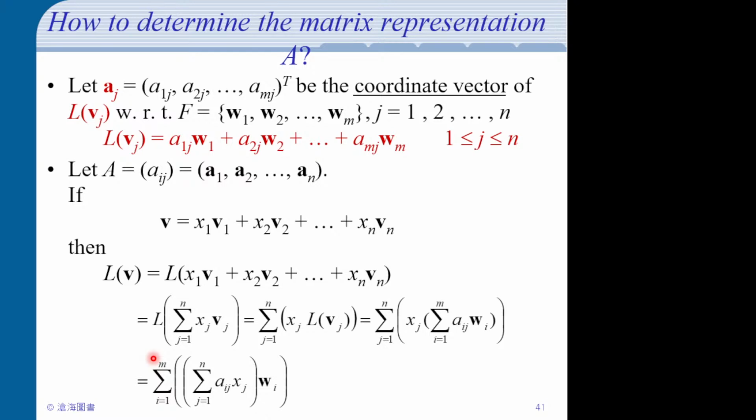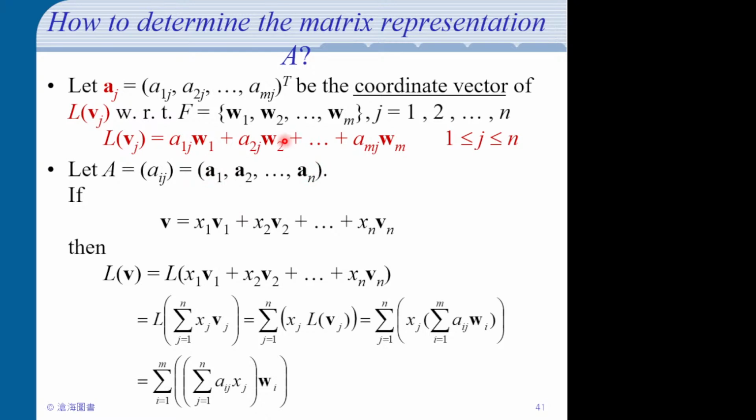If you write this in algebra, it is like this. We have that LVj in W can be written as a linear combination of basis elements W1 to Wm, and the coefficients we just give a name: A1j, A2j, up to Amj. And your matrix A is just listing those column vectors together: A1 column, A2 column, to An column.